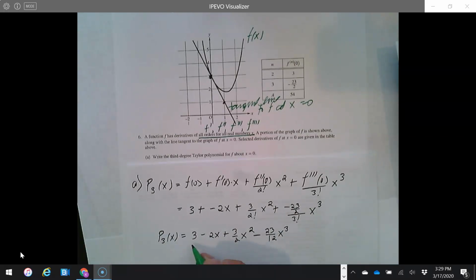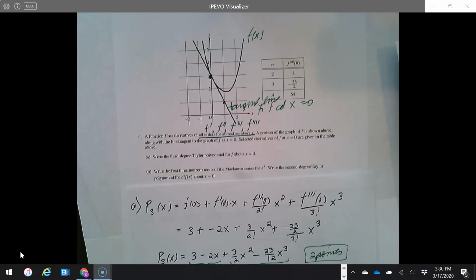That's it. College Board awarded 1 point for these first 2 terms and another point for the last 2 terms for a grand total of 2 points. That's part A. That's all that you needed to do.